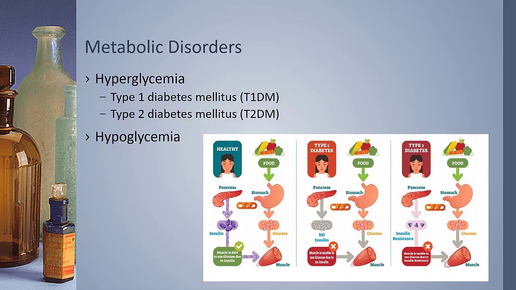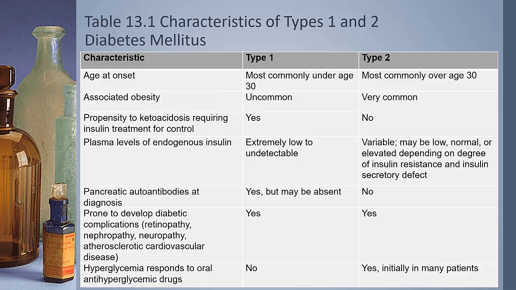And then hypoglycemia. This is a common problem with people who use insulin. Hypoglycemia, or low blood sugar, is the most severe acute complication of insulin therapy in diabetes. This is Table 13.1. These are the characteristics of type 1 and type 2 diabetes mellitus.